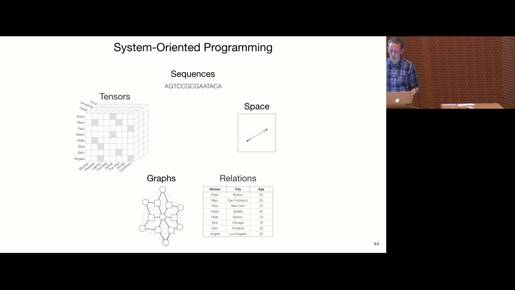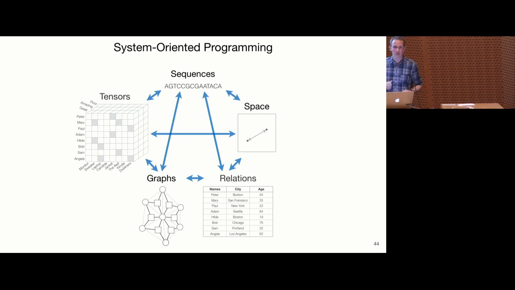So this is called physical data dependence and comes from the first paper by Edward Codd on the relational algebra. Here are some abstractions. You have tensors, sequences, space, something to do with topology and space, and then you have graphs and relations. You need ways to move between these different abstractions. For instance, you're getting data out of a database, you do a tensor factorization on it to learn something about clustering, and then you want to use that information for something. So you have to have a way to move between these different abstractions.